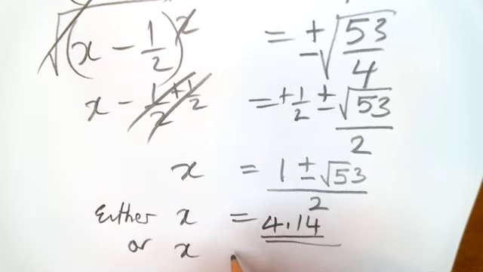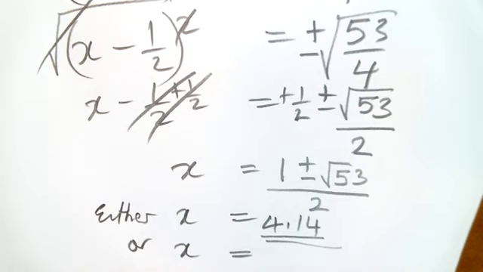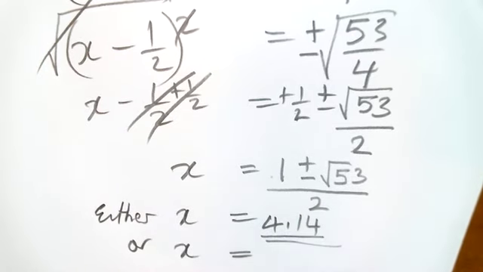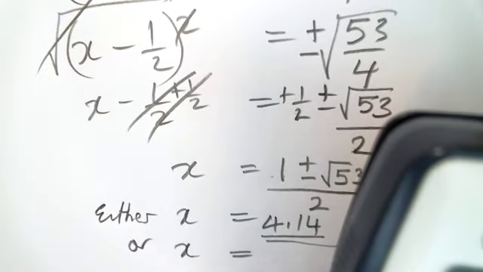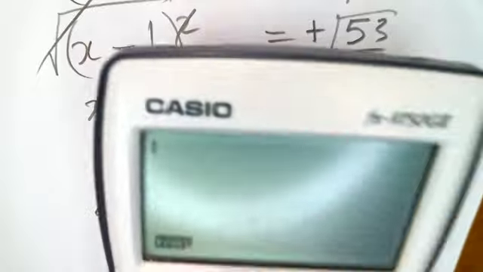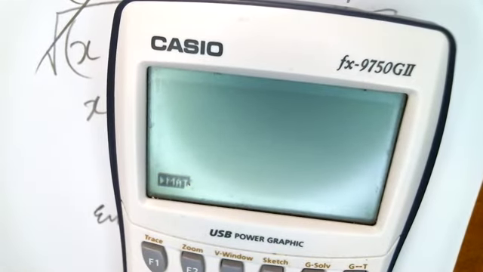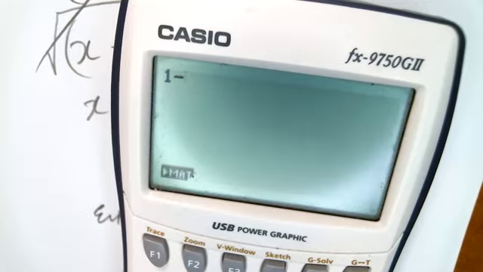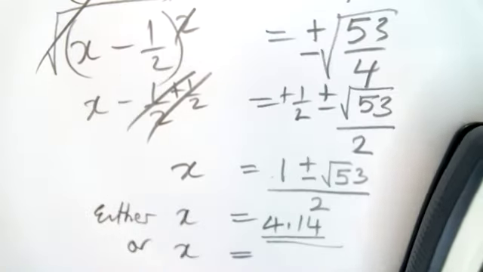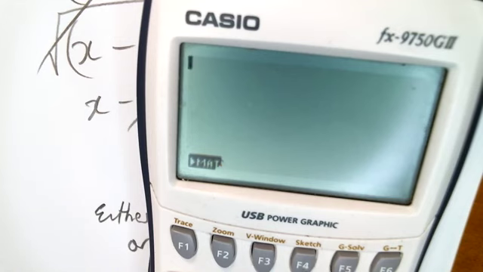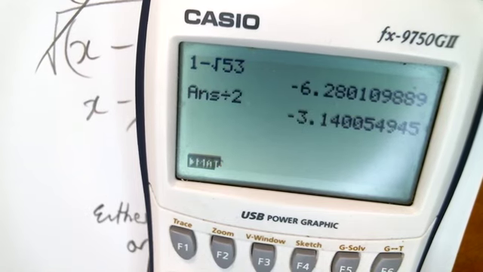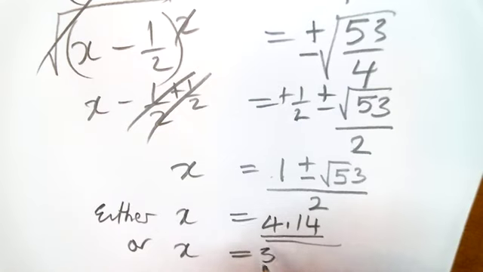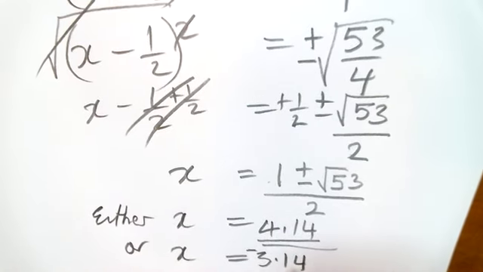Or x is equal to, and I'll do the same thing. This time I'm going to go 1 minus root 53 on 2. Here we go. This is looking interesting. 1 minus root 53 is -6.28. I'm now dividing that all by 2, and I got -3.14. So that looks good. I put a negative there, 3.14. There is my second answer.